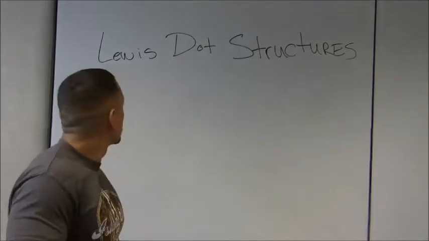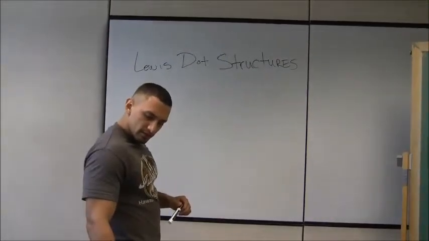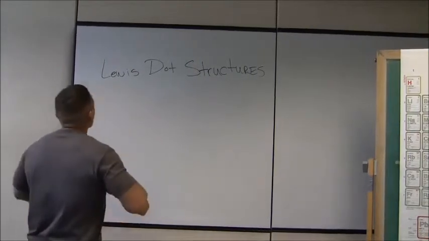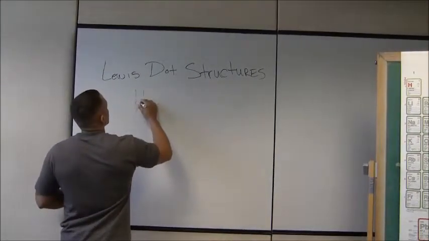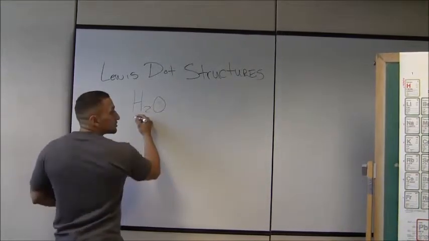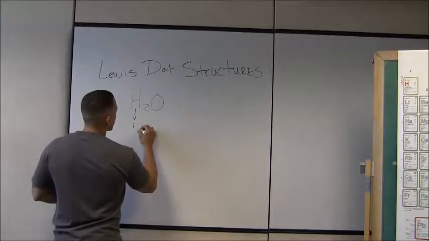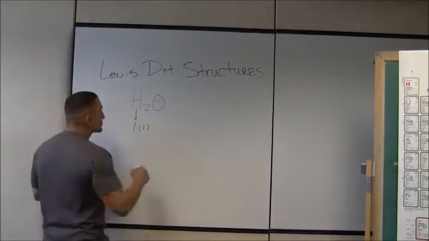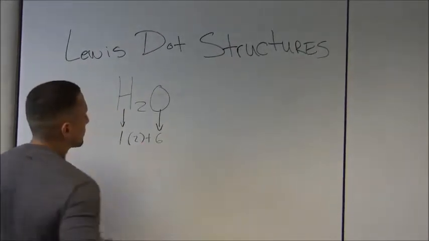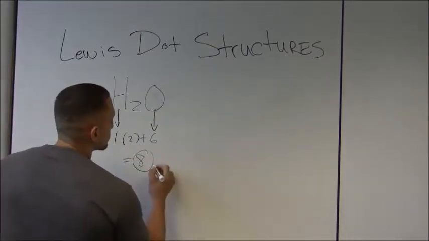Hey everyone, it's Jason. Today we're doing some Lewis dot structures, and this is in packet 3. Alright, so H2O, water. We've got two hydrogens and some oxygen. Hydrogen has 1 valence electron, but since there are 2, we multiply by 2. Oxygen has 6 valence electrons in group 6. So 2 times 1 is 2, plus 6 equals 8 valence electrons.